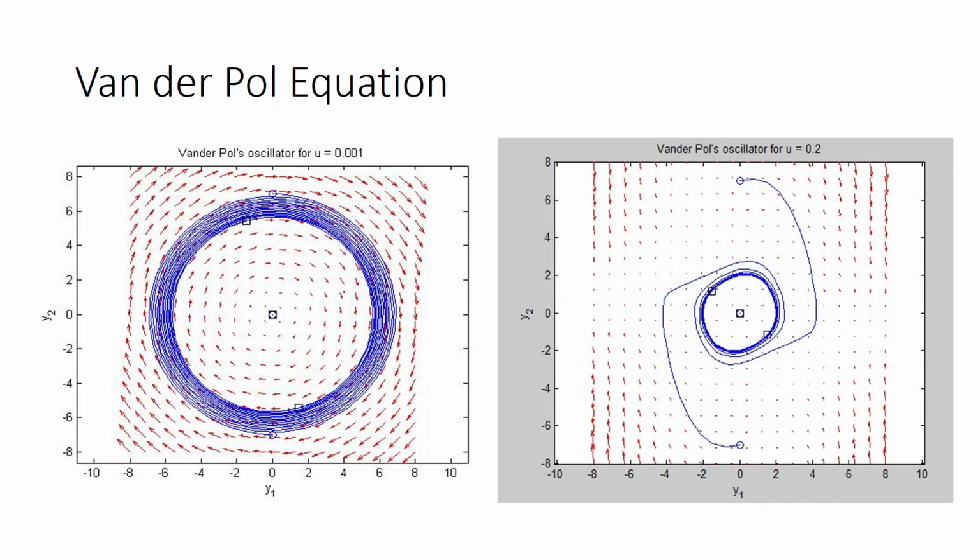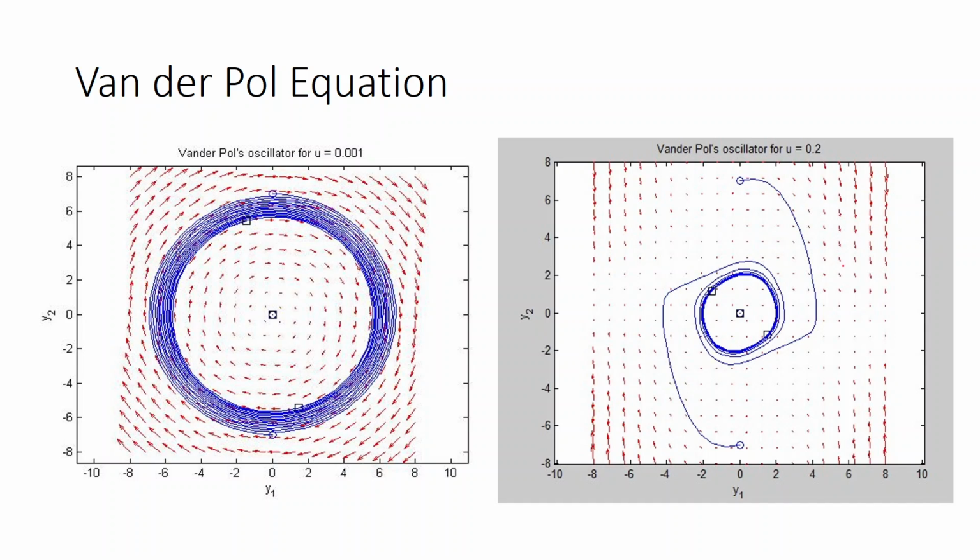Here you see we have plotted the trajectories of the system with some values of u. Here u is 0.001, which is very close to 0. That means you are getting almost circles, right? You can see that the trajectories are almost circles. Here u equals 0.2, you see that it is not exactly a circle anymore, and you also start noticing a behavior which is not so apparent in the first plot, though it is present in the first plot.